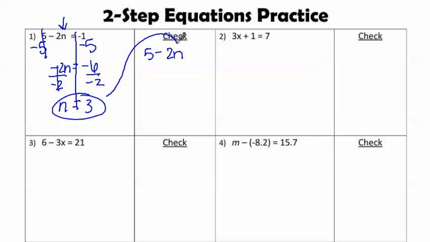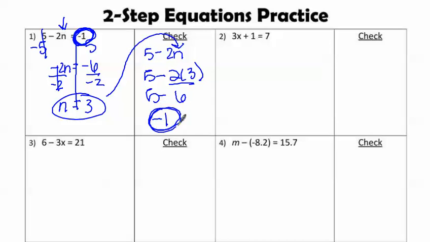Afterwards, substitute what you got as an answer into the variable. So 5 minus 2 times 3. Order of operations states that we do multiplication first. 2 times 3 is 6. 5 minus 6 is -1. I should get the same answer that's on the other side of the equal sign. So -1 equals -1, so I know I did my work right.